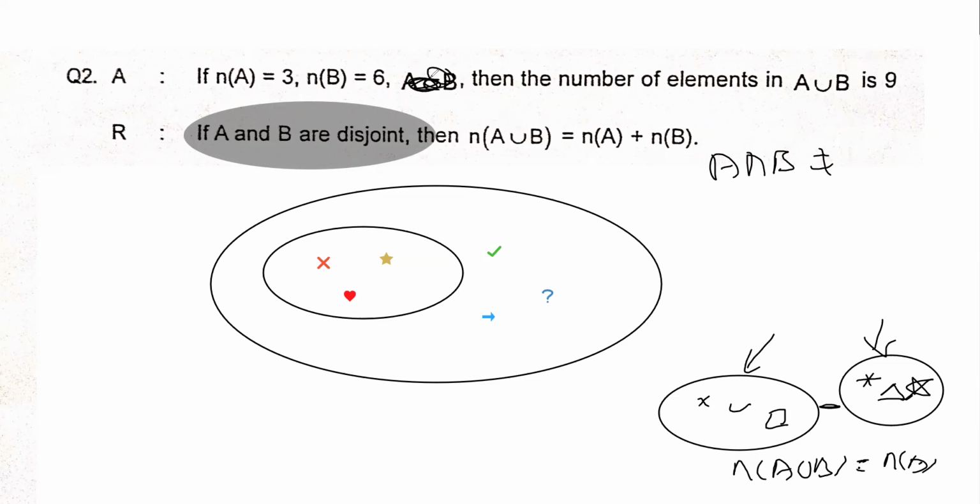Now, if I replace this so that A intersection B is a null set, right, there is no common element, then the assertion will be correct. Otherwise, as of now, for this question we'll say that the assertion is incorrect and the reason is correct.